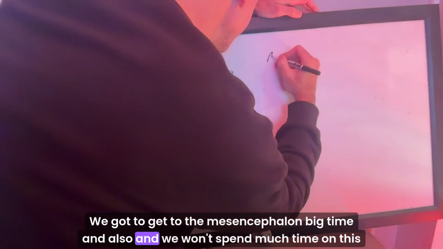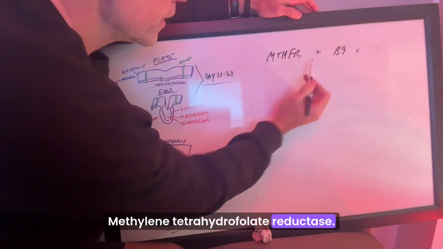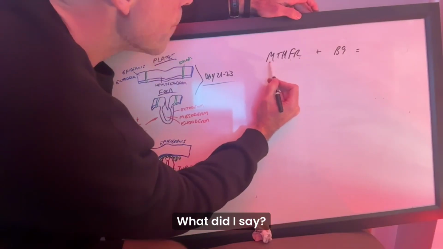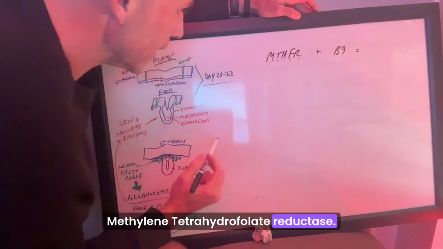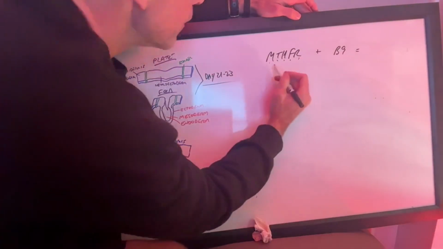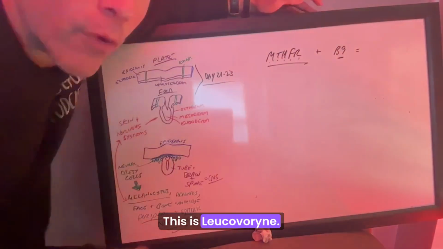And also, and we won't spend much time on this one. B9. Okay. Methylene tetrahydrofolate reductase. No, what did I say? Methylene tetrahydrofolate reductase. Methylene. This is the motherfucker gene. And this is B9. This is leucovorin.